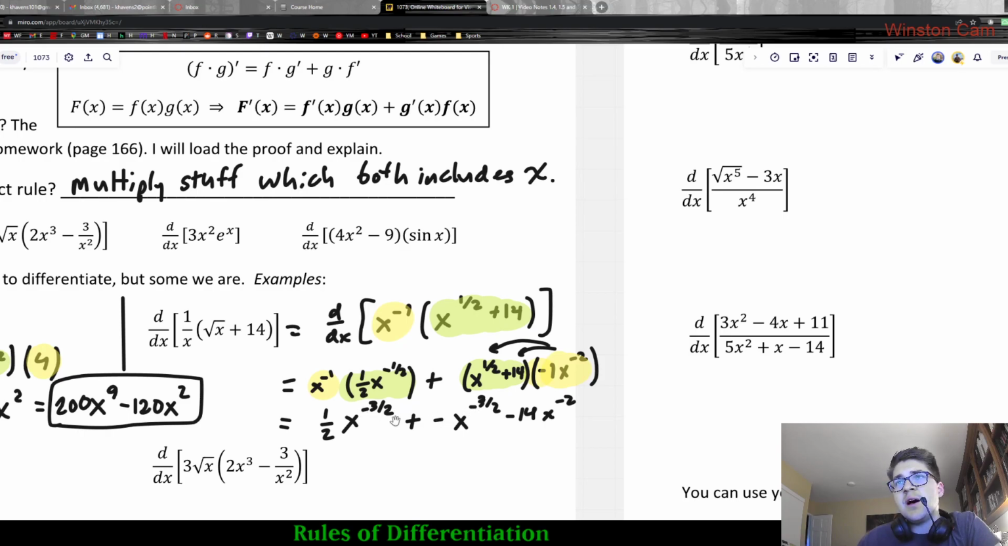And so now, again, we can clean this up a little bit because notice we have a like term with the x to the -3/2. So we're going to have a 1/2 minus a 1. 1/2 minus 1 is -1/2 x to the -3/2. And then the x to the -2 is not alike with the others, so we can't add them together when they're different powers. Only when they're the same power can we simplify.